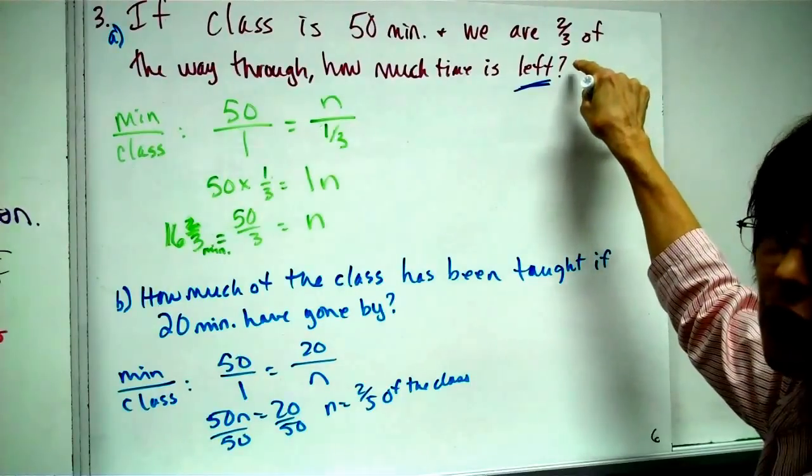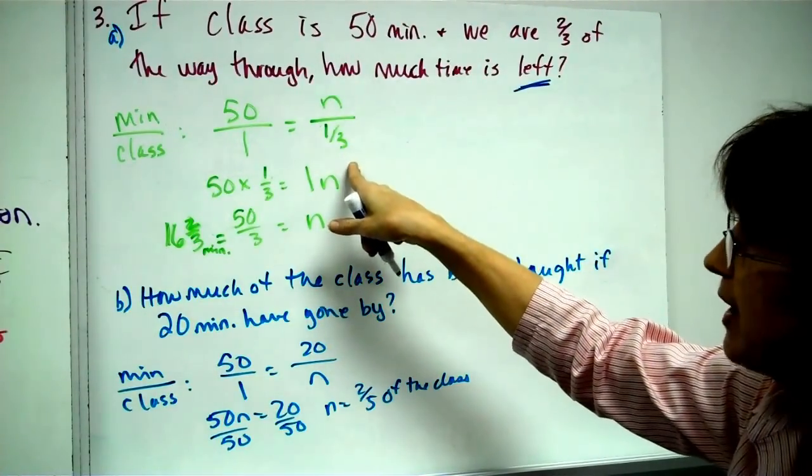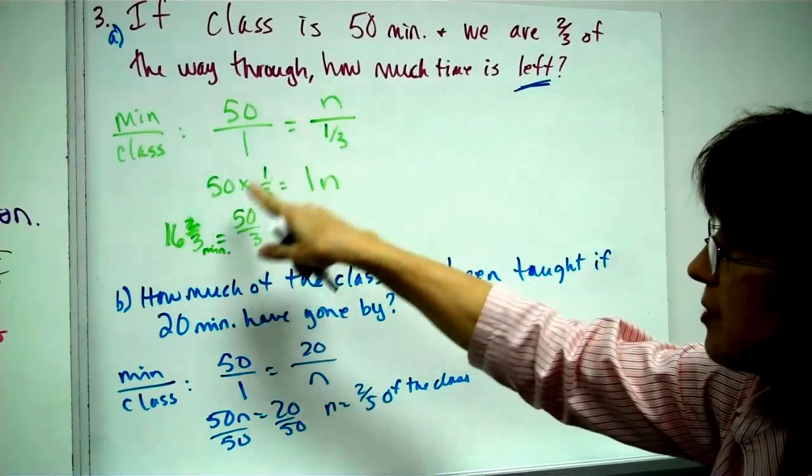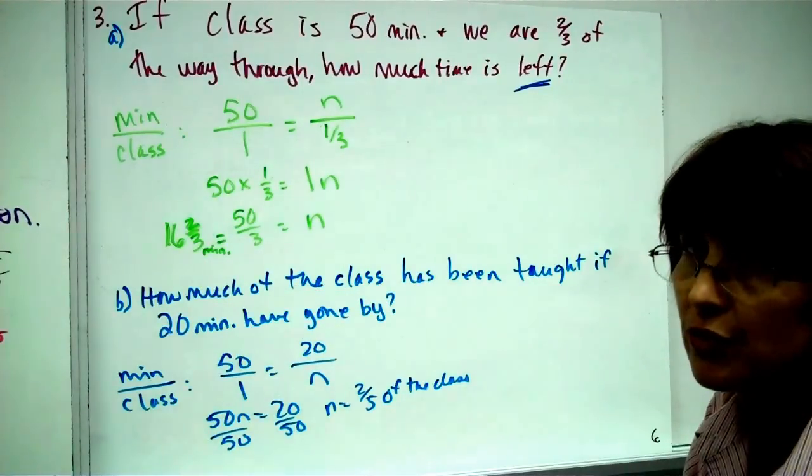So you've already used up 2/3. If 2/3 is used up, how much is left? 1/3. Okay, so 1/3 is left. So you do the cross products, you do 50 times 1/3, so you divide 3 into 50 and you get about 16 and 2/3 minutes.